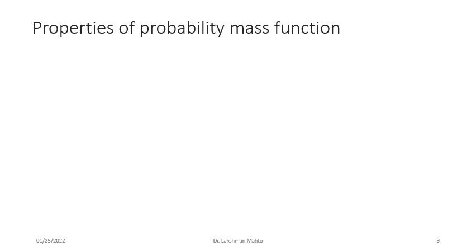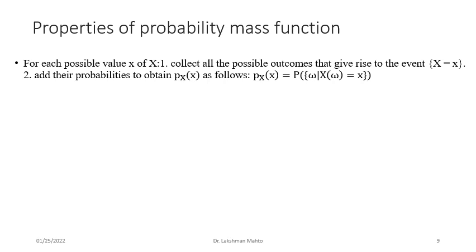So we can single out a few properties of the probability mass function. What are those properties? You can easily visualize that for each possible or observed value of x, we collect all the possible outcomes that give rise to the event x equal to small x. That means we are simply finding the pre-image: all those outcomes omega which have been mapped to that observed value small x, we are trying to look for that.